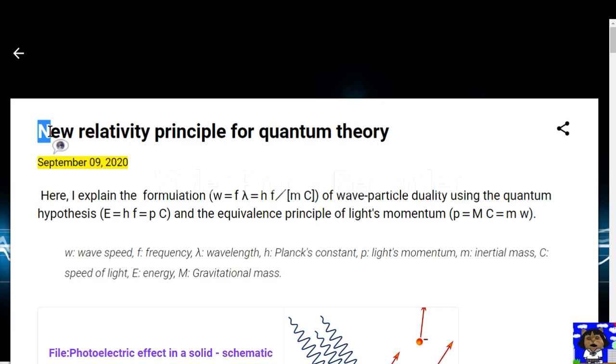September 9, 2020. Here I explain the formulation WF=HF=MC² of wave-particle duality using the quantum hypothesis, E=hf, and the equivalence principle of light's momentum, P=mc=h/λ. W, wave speed; f, frequency; λ, wavelength; h, Planck's constant; p, light's momentum; m, inertial mass; c, speed of light; E, energy; m, gravitational mass.